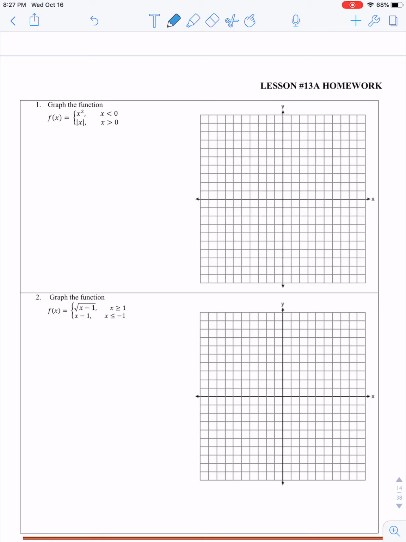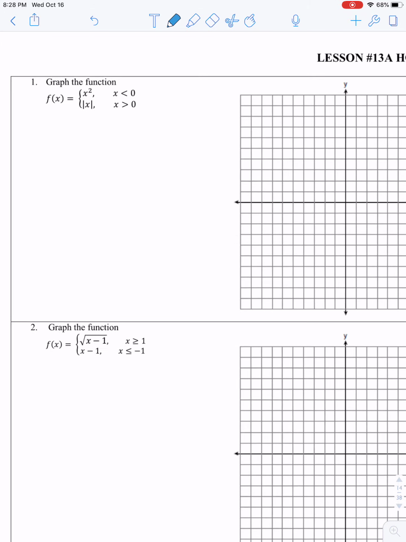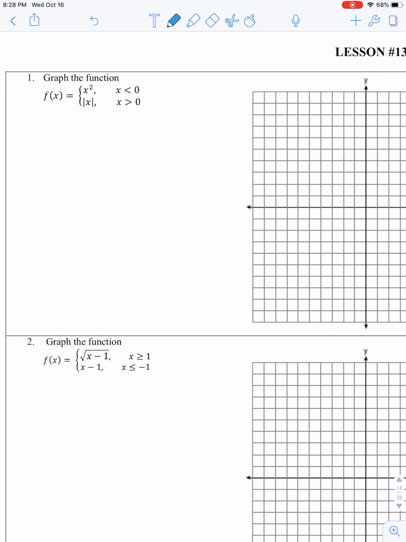Okay, let's take a look at question 13 together. Homework 13, question 1 says graph the function x squared where x is less than 0. So there's two pieces, okay? The first one we're going to do is x squared where x is less than 0.